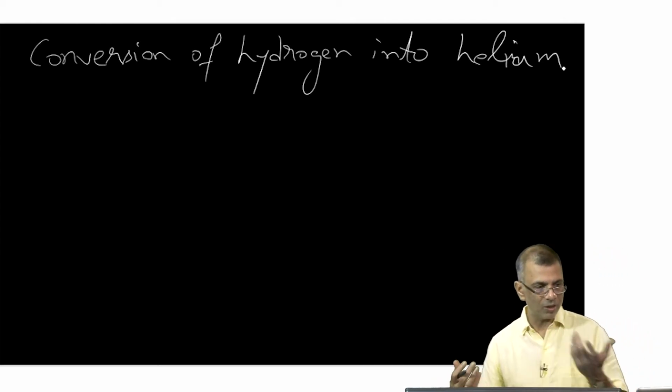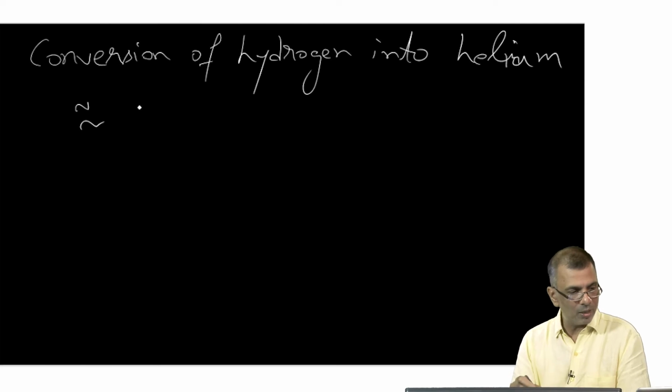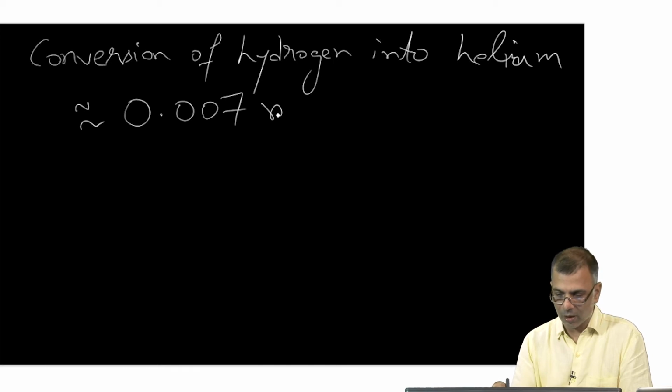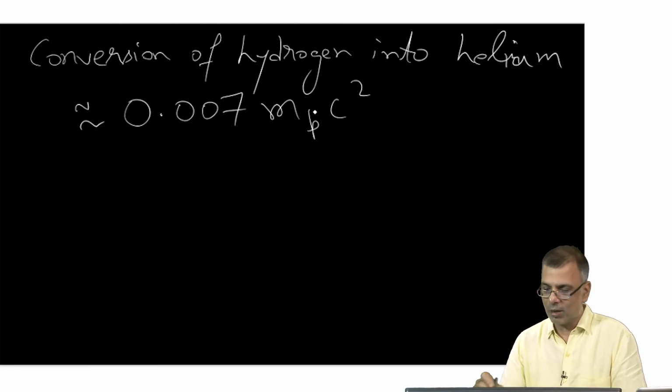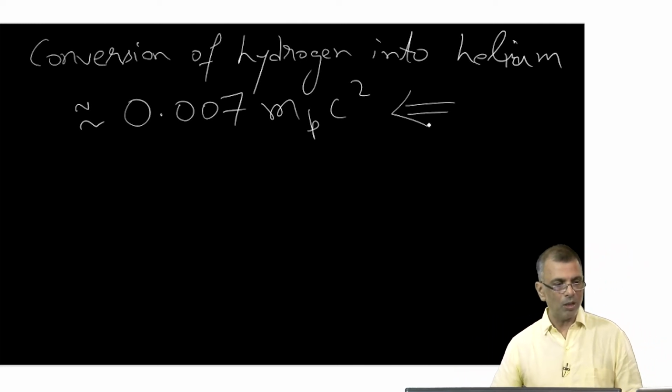In the center of the sun, this is what is happening. This typically releases something like 0.007 m_p c squared per hydrogen atom, where m_p is the mass of a proton. Let us keep this as a benchmark, and try to see if accretion is a more efficient or a less efficient process.